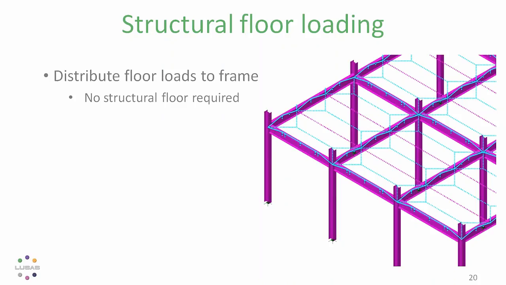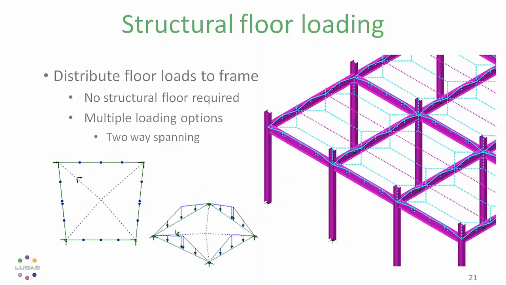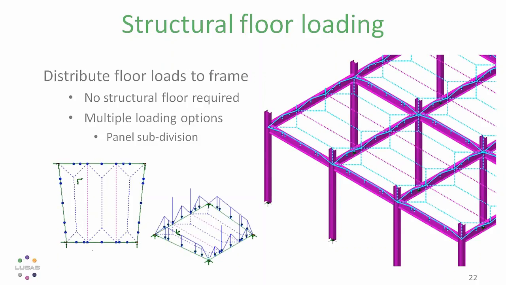So in order to do this, we have a utility that came out in version 15. It allows you to look at many different loading options, including, for instance, one-way spanning loads, two-way spanning loads, and even more complex arrangements where you might be subdividing down individual panels because of internal partitions on that cell.